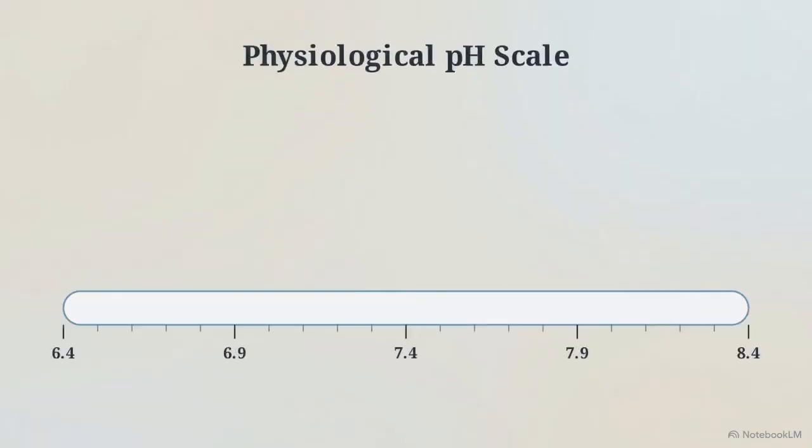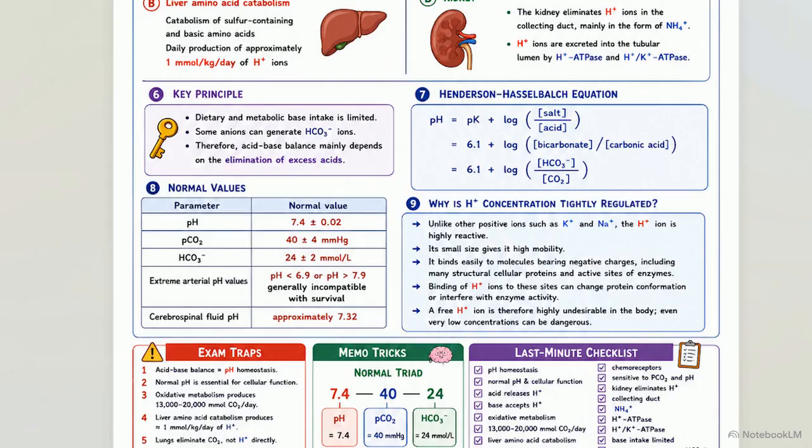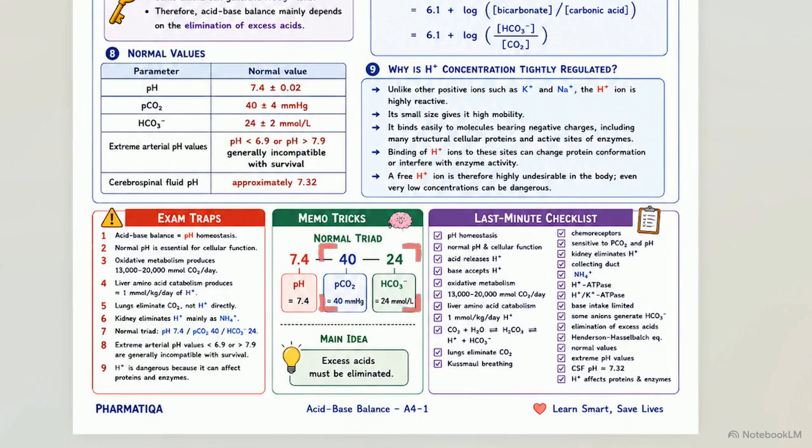To prevent widespread protein denaturation, the body maintains a narrow survival window. If arterial pH drops below 6.9 or rises above 7.9, the internal environment is generally incompatible with life. This table defines the normal triad, the baseline metrics the body fiercely defends to maintain an optimal pH of 7.4. The pillars of this balance rely on keeping carbon dioxide at 40 millimeters of mercury and bicarbonate at 24 millimoles.